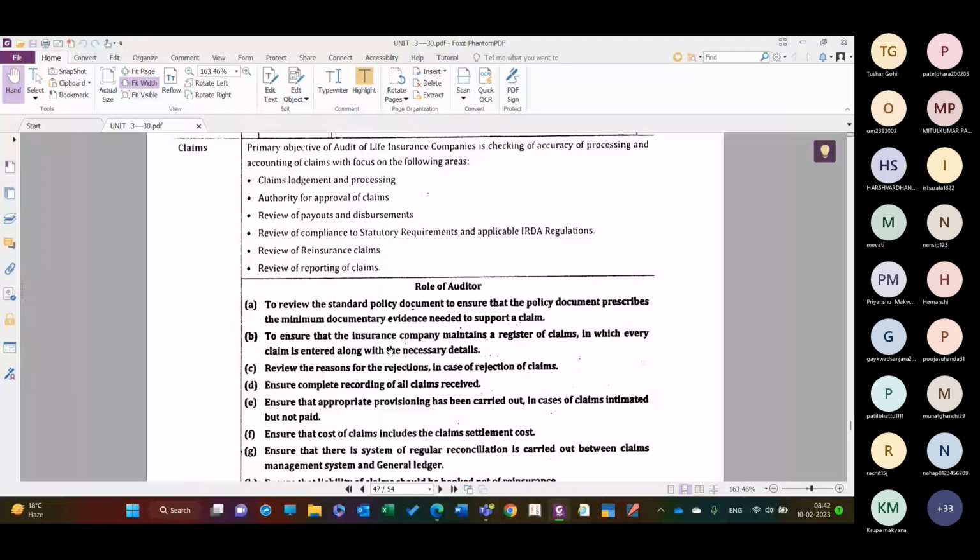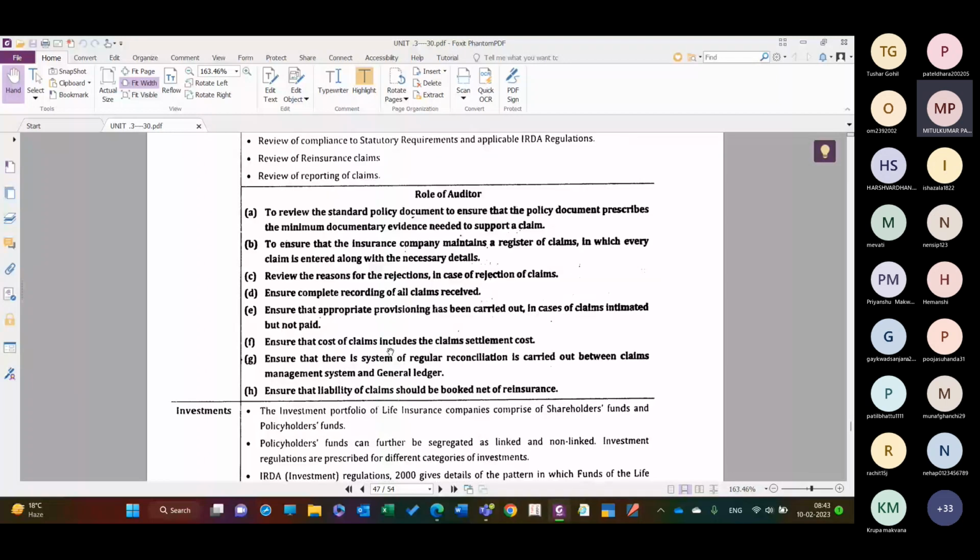The role of the auditor: review the standard policy document to ensure that the policy document prescribes the minimum documentary evidence needed to support the claim. Generally the original insurance policy is the important document. Then obviously जिस बैंक अकाउंट में पैसा देना है तो verification of KYC. Generally the KYC is done at the time of issue of policy, but if it is not appropriate at that moment of time, then at the time of claim again the Aadhaar card or PAN card copy can be asked, or the payment or disbursement form, जो claim form होता है, it should be duly filled with correct information.